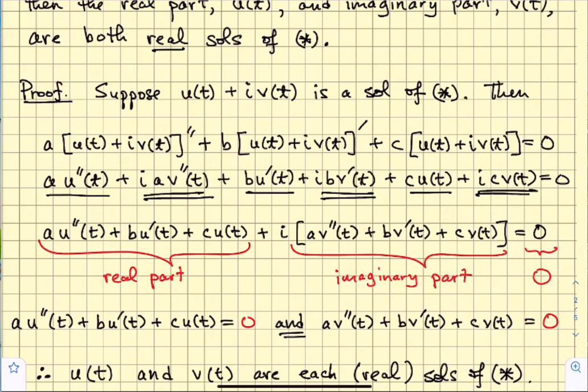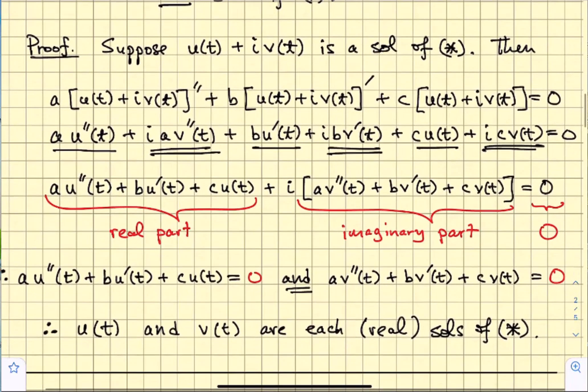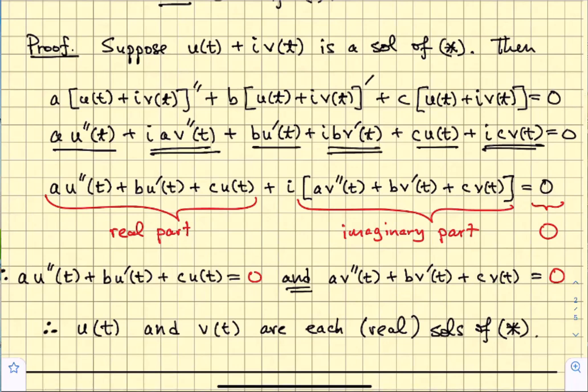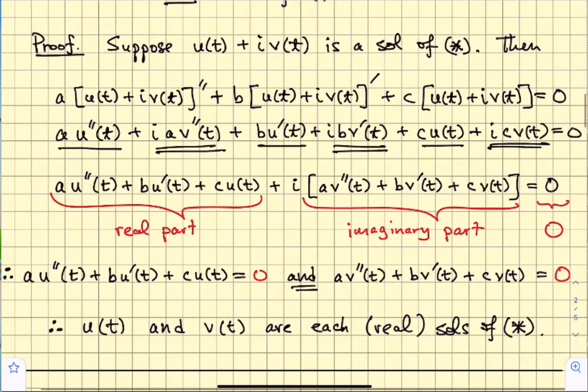And if a function is going to equal 0, the only way that can happen is if its real part is equal to 0 and its imaginary part is equal to 0. That's the only way a complex quantity can be 0. So that tells us that this real part must equal 0 and the imaginary part must equal 0. Well, if the real part is equal to 0, then stare at what that is. That's a differential equation in our function u, and it says that u is a solution of our differential equation, because when we plugged it in, we got a 0. We got a true statement. It satisfies our differential equation.